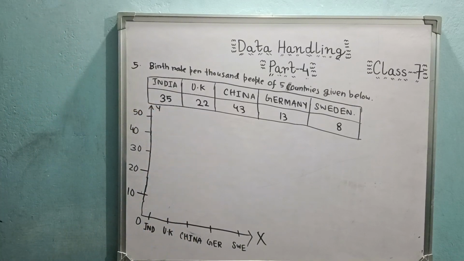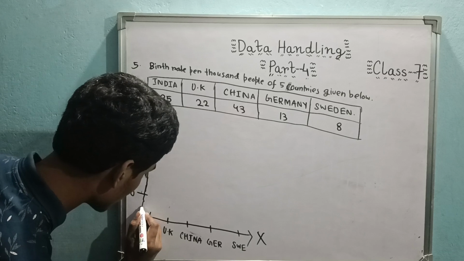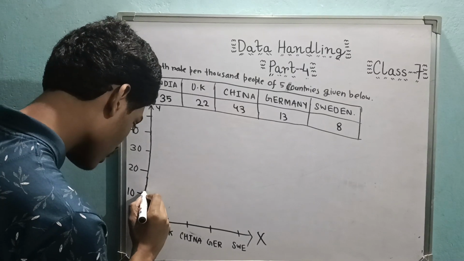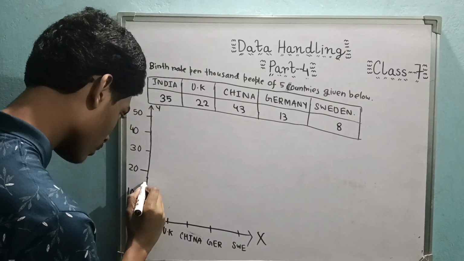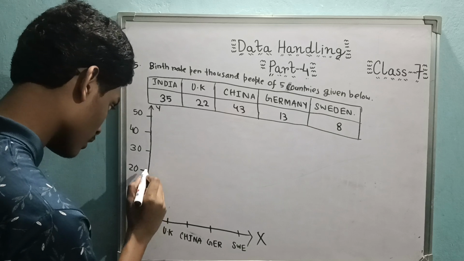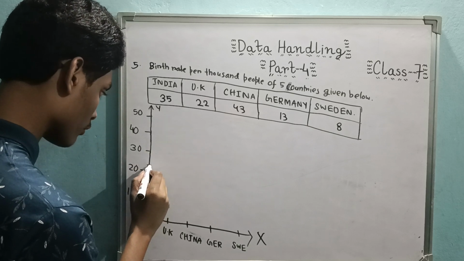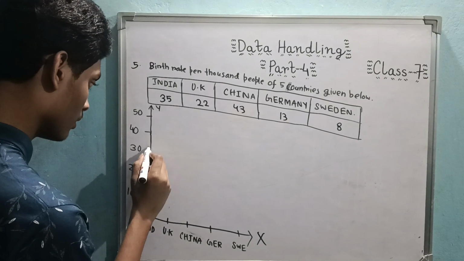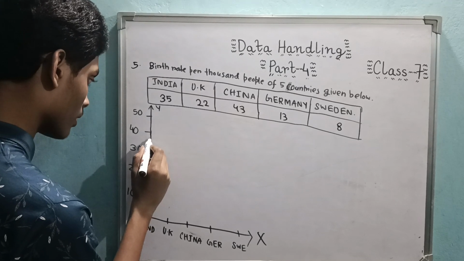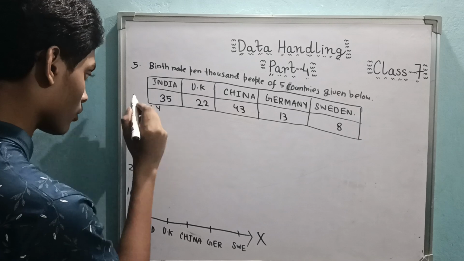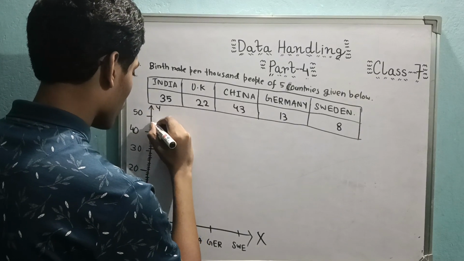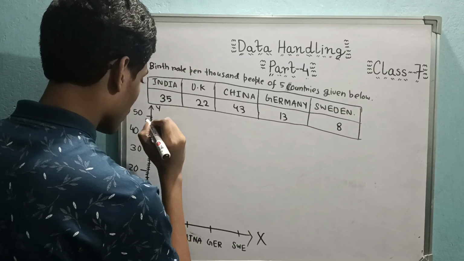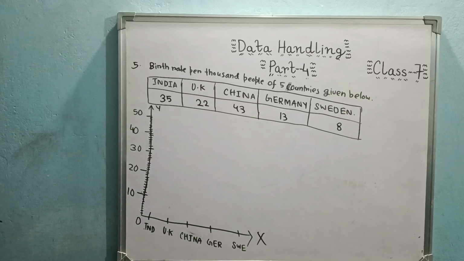Now, subdivision. 0 is there. 1, 2, 3, 4, 5, 6, 7, 8, 9, 10. And here 11, 12, 13, up to 20, 21, up to 30, 31, up to 40, 41, up to 49, 50. Subdivisions are also marked now.